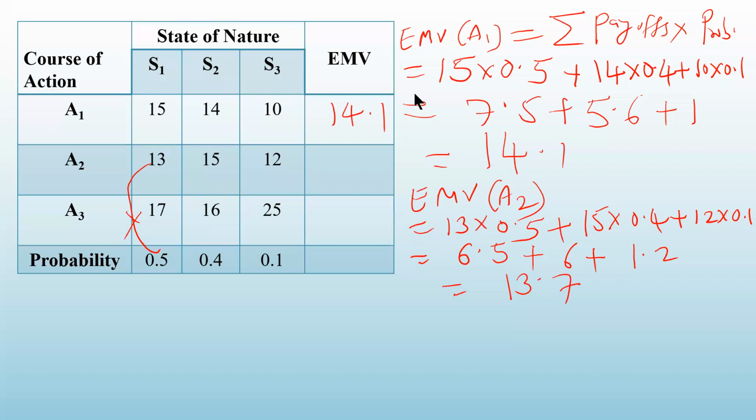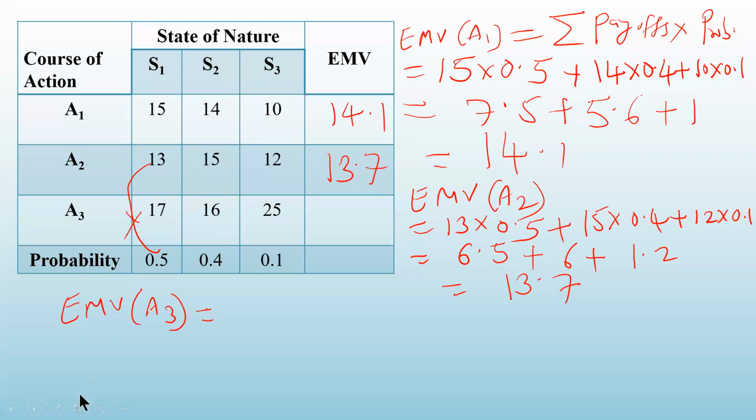Okay, so EMV of A2 is 13.7. Write down this in the column of EMV. Are you getting this? Yes or no? Yes. So find out EMV of A3 now. I'll write here, EMV of A3.